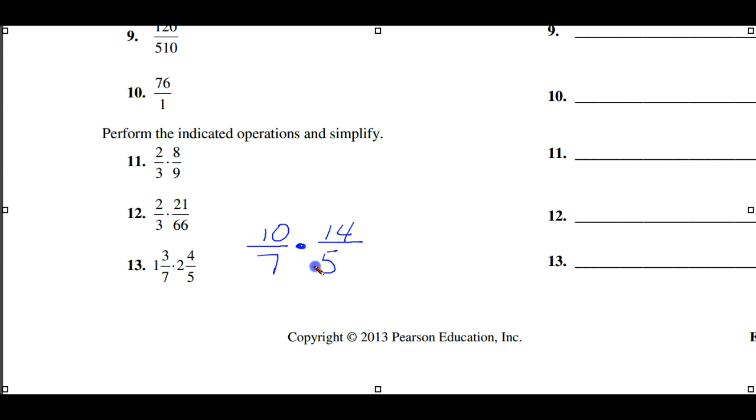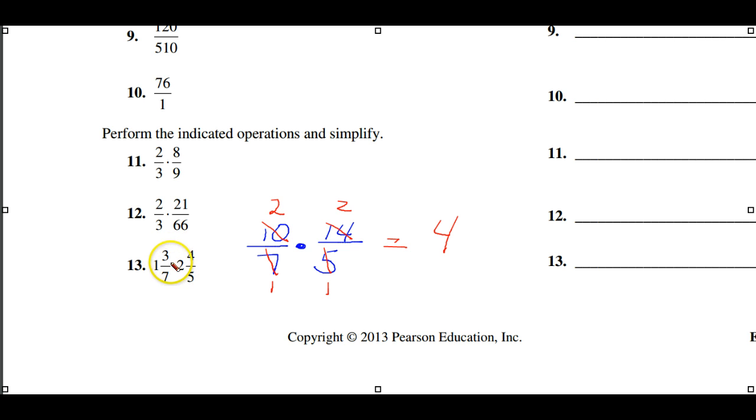Now again, if you can cross-cancel here, that's what you want to do. 7 will go into there once, 7 goes into there twice, 5 goes into there once, 5 goes into 10 twice. So 1 times 1 is 1, which we don't write. 2 times 2 is 4. And you've shown the work of how you did this.